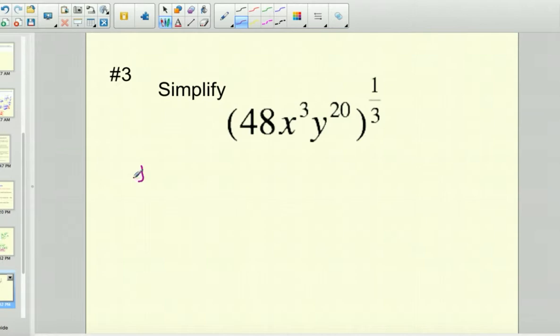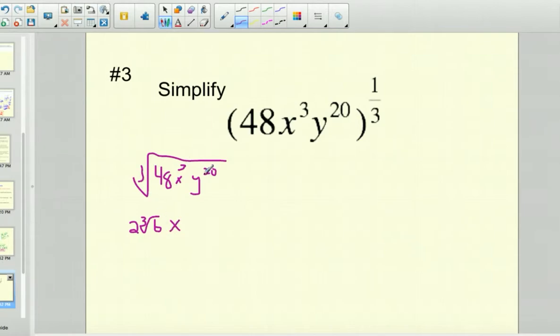All right, so we're going to have the third root of 48 x to the 3rd, y to the 20th, and you can break it up into each piece. The third root of 48, I can take out an 8 from that, so the third root of 8 would be 2, and then I'd be left with the third root of 6. The third root of x to the 3rd, 3 goes into 3 exactly once. So 1x is going to be on the outside.